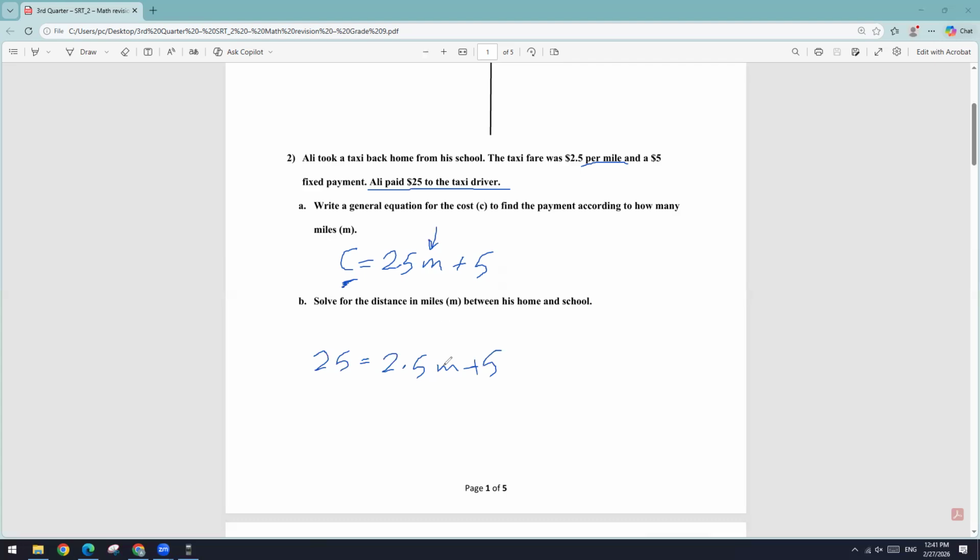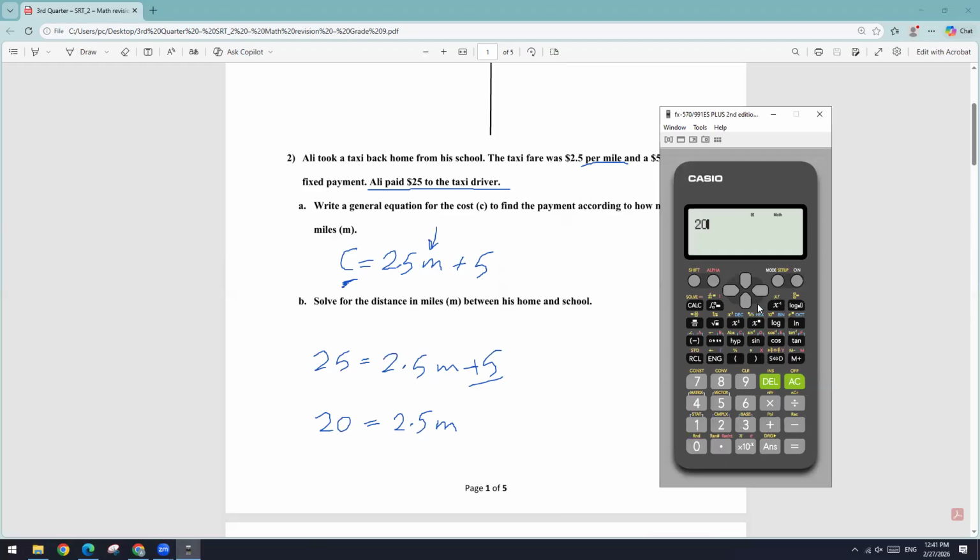Now what should I do? I should make M the subject. So first we remove 5. We do minus 5. So 25 minus 5, 20 equals 2.5 M. Then how to keep M alone? I should divide by 2.5. So you can use your calculator. 20 over 2.5, which is 8.